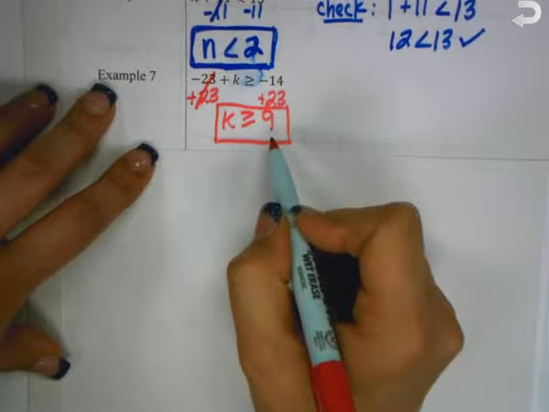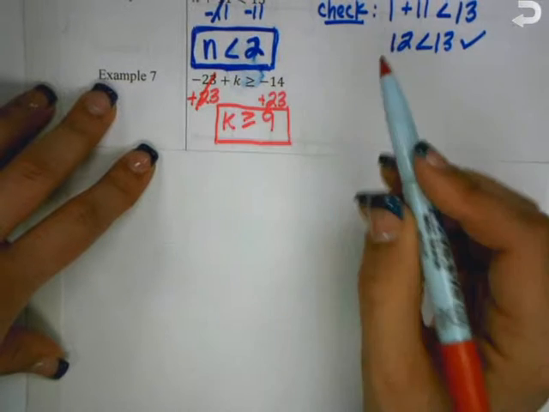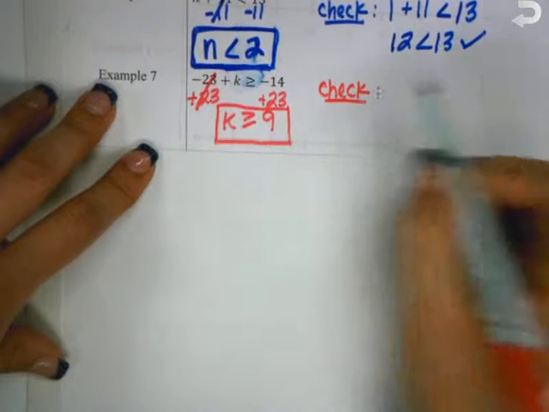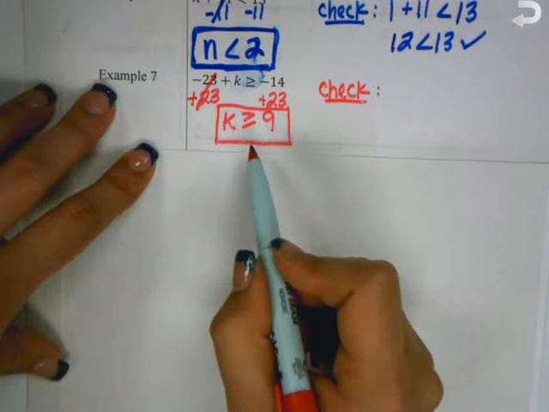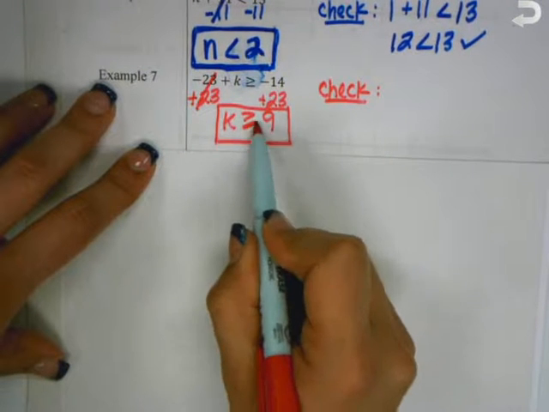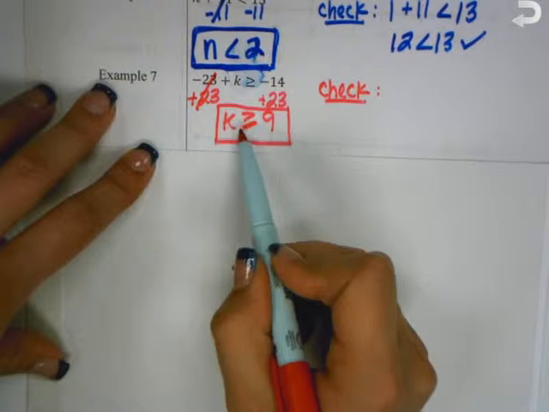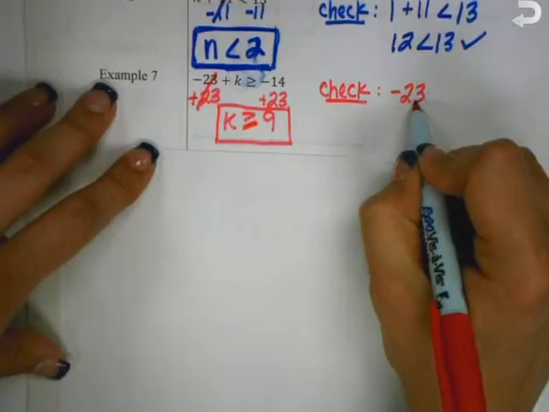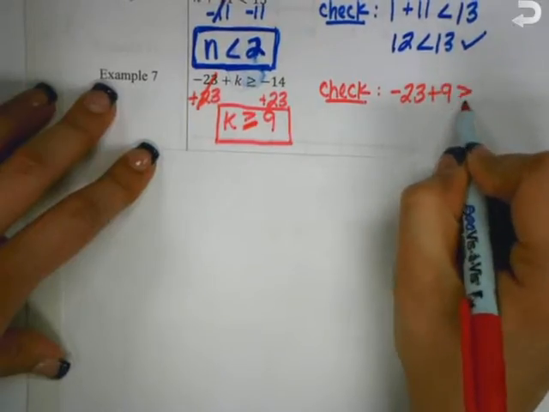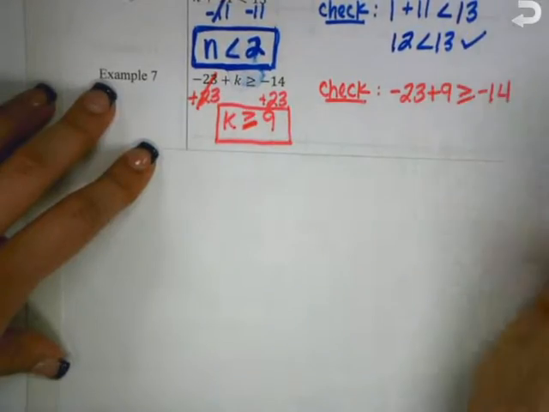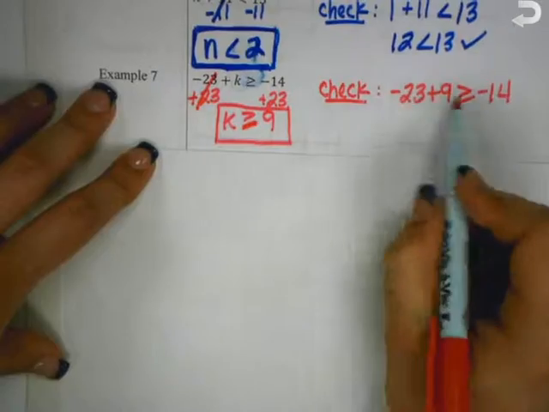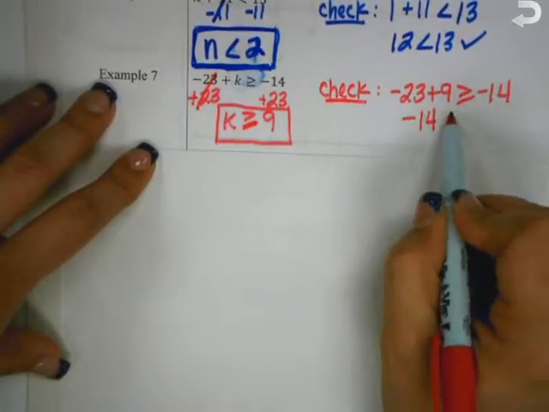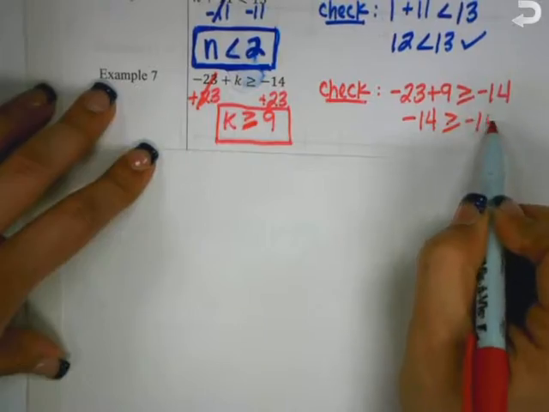So let's do a check. What can I plug in to check this one? 9. Can I plug in 9? Yeah, because k can equal 9, right? Because of that greater than or equal to. So I'm going to plug in negative 23 plus 9 greater than or equal to negative 14. Negative 23 plus 9, that's going to give us a negative 14 greater than or equal to negative 14. Is that a true statement? Yes, it is. So we got the correct answer.